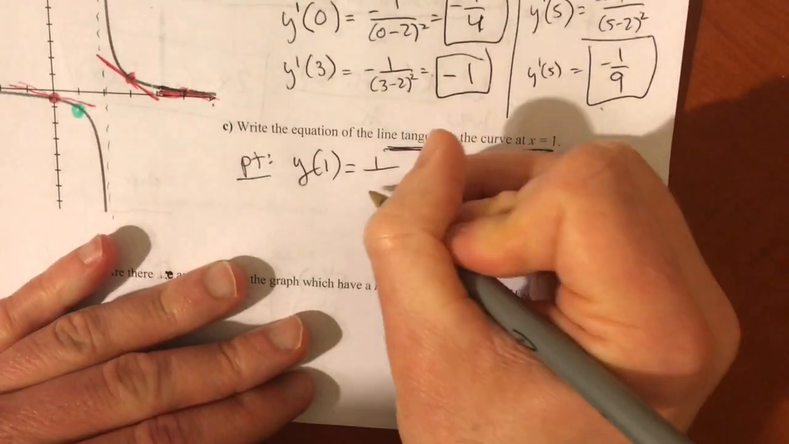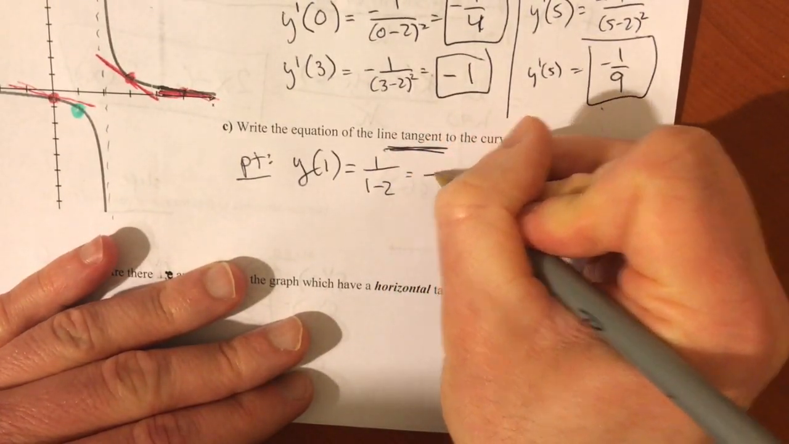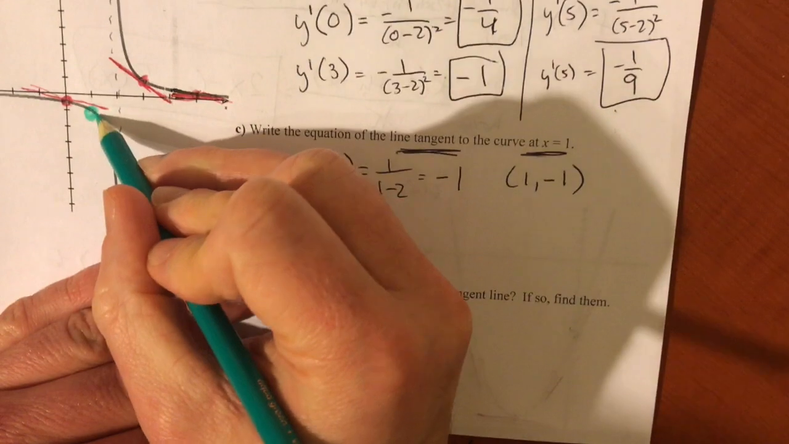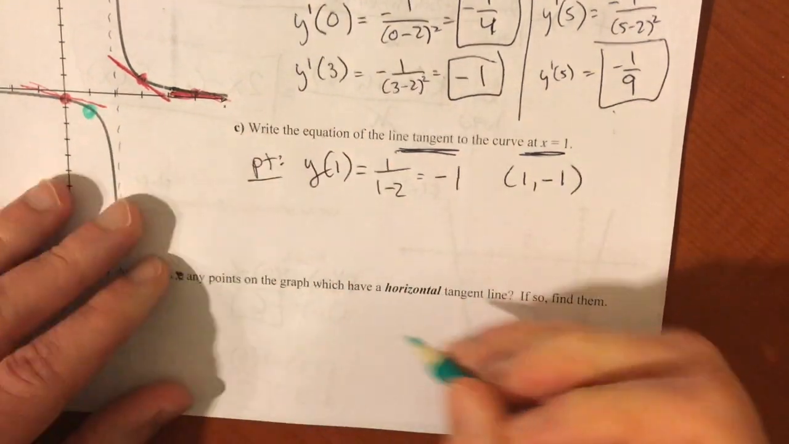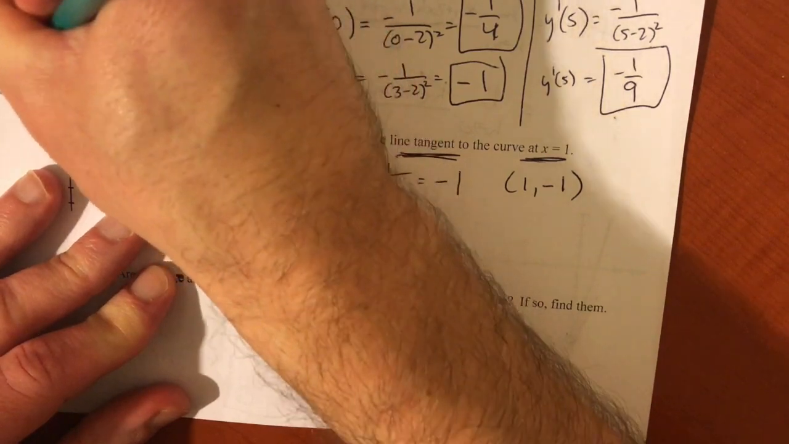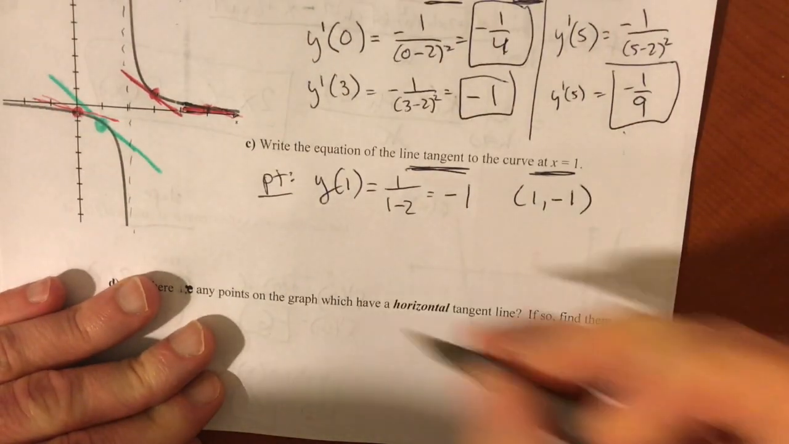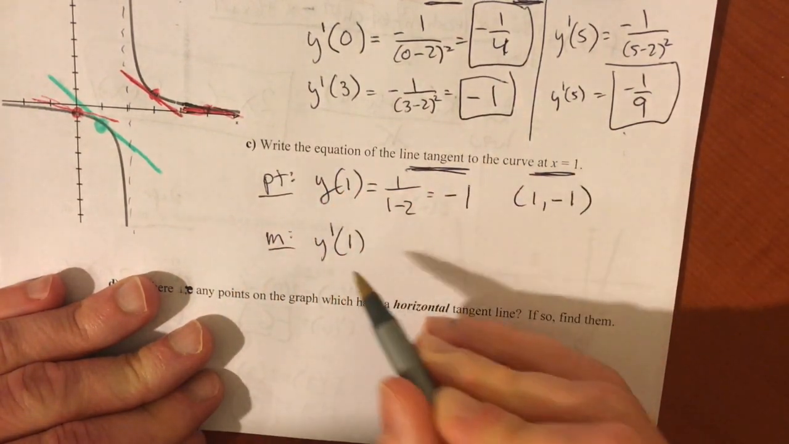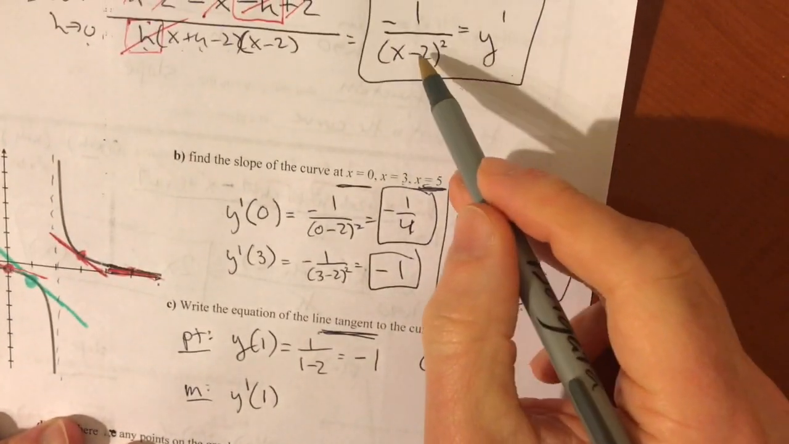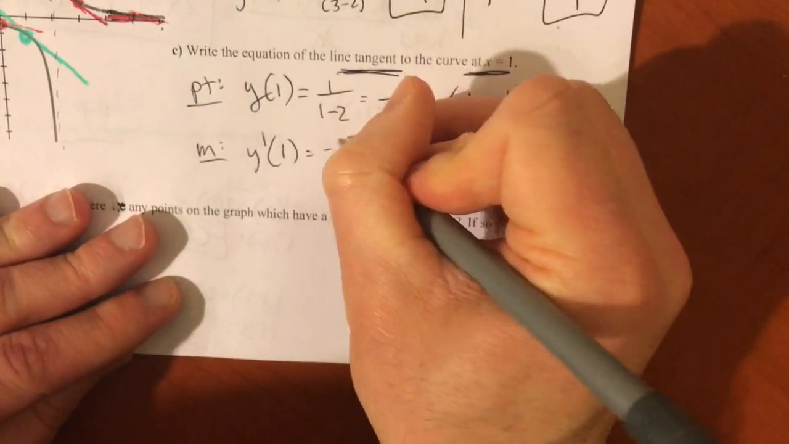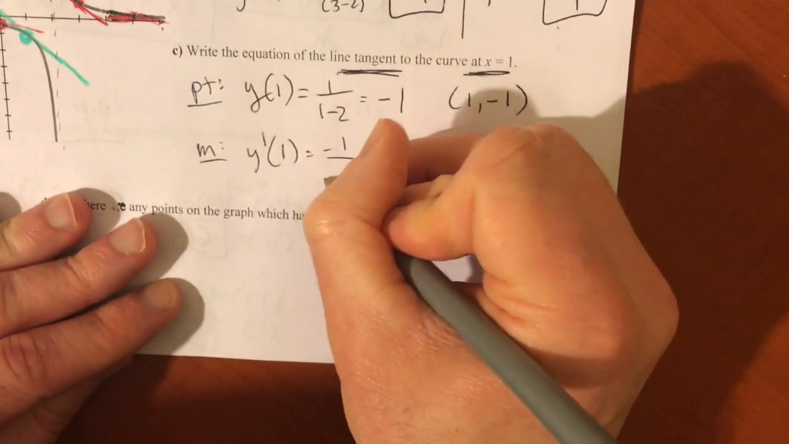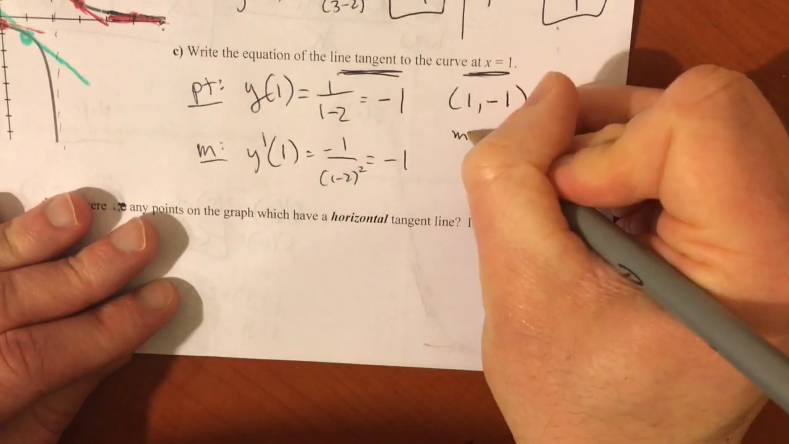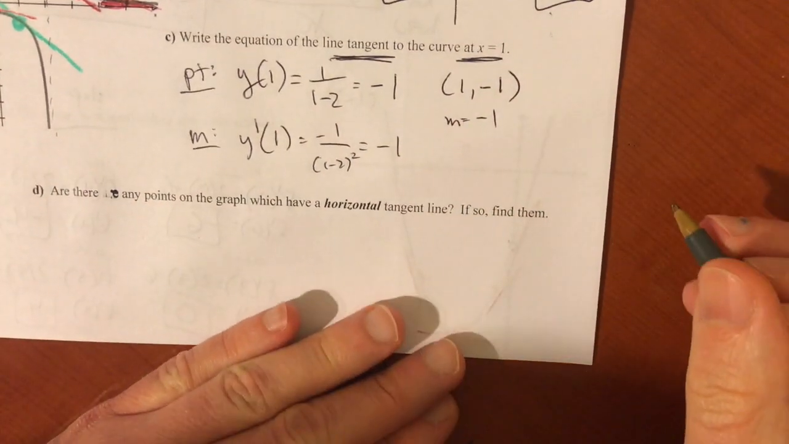1 over 1 minus 2, and that will be negative 1. So our point of tangency is 1, negative 1. That seems to make sense with that graph. And now we need the slope at that spot. The slope at that spot, that's what I'm going to use the derivative for. So y prime of 1. Getting the slope at 1 means using the derivative function at that value. So negative 1 over 1 minus 2 squared. And you get negative 1 again, actually kind of boring that we got the same value, but it's going to happen from time to time.